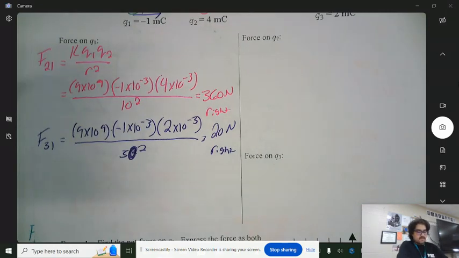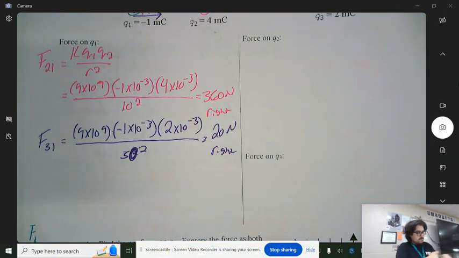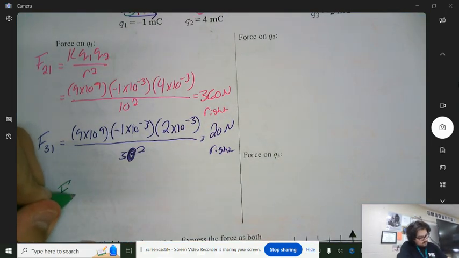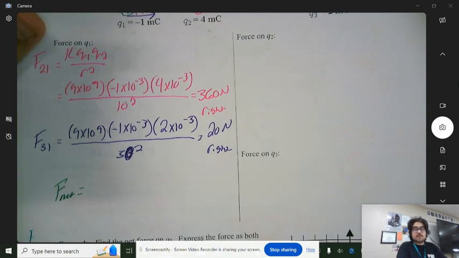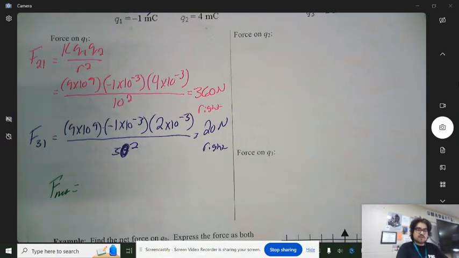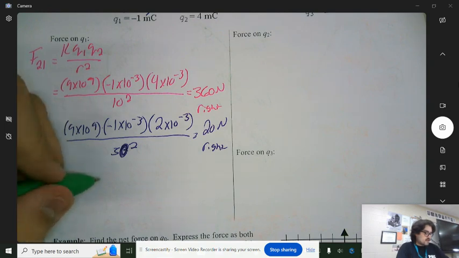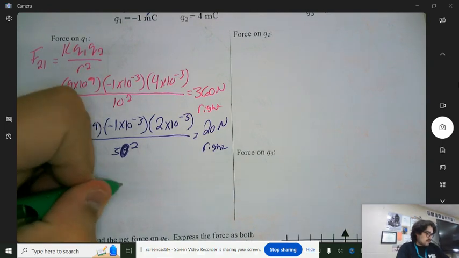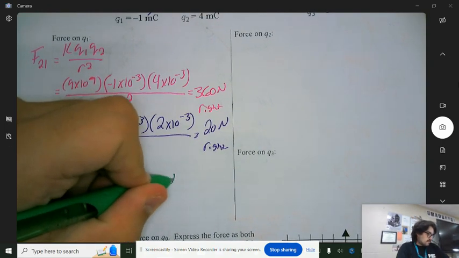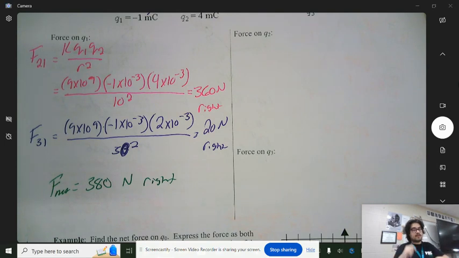So the net force on charge number 1 is just going to be the sum of these two. And since they both pull in the same direction, you're just going to add them together. So it should end up being 380 newtons to the right. Pretty straightforward. Nothing too crazy. We're still kind of chilling.